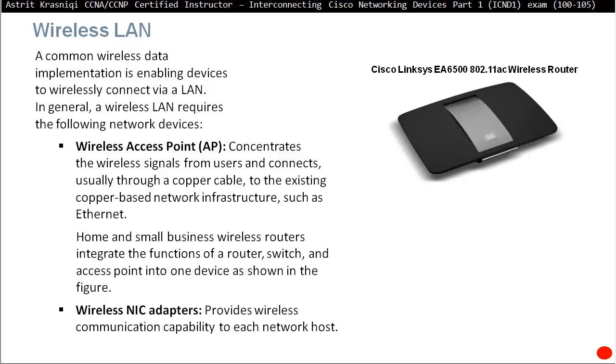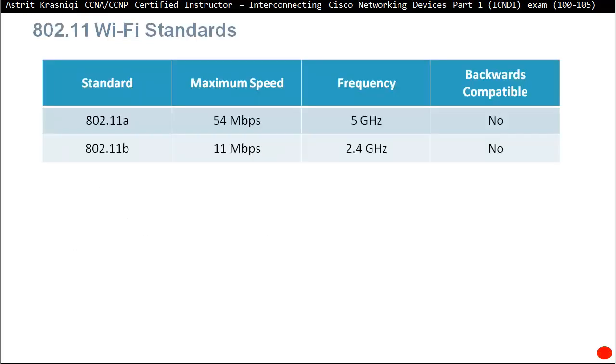And then we have wireless NIC adapters. These provide wireless communication capabilities to each network host. Some of the Wi-Fi standards, 802.11. A and B came out at a similar time. A came out first, maximum speed 54 megabits per second, but the frequency works at 5 gigahertz. Backward compatible? No, because there's nothing to be backward compatible with. 802.11b is 11 megabits per second, but it works at a frequency of 2.4 gigahertz.